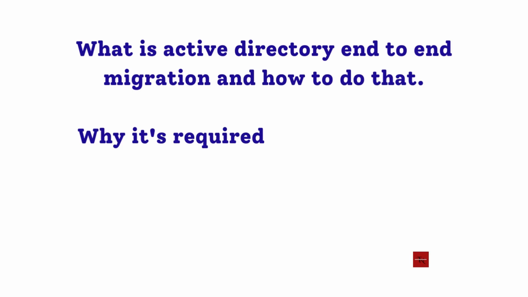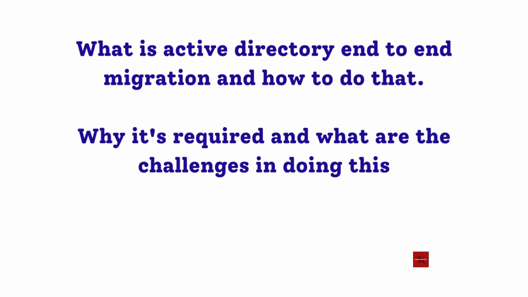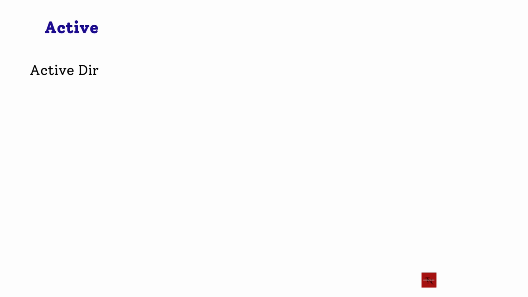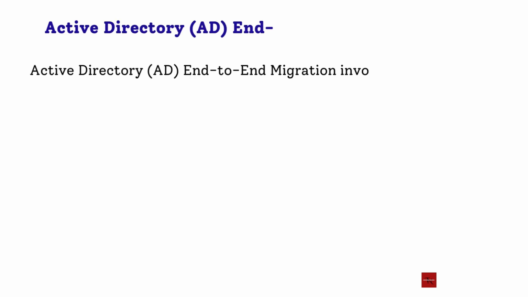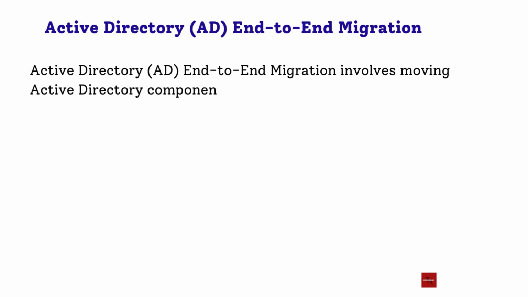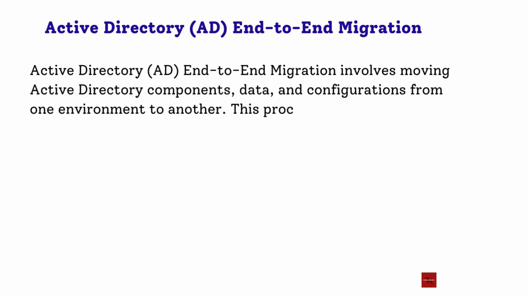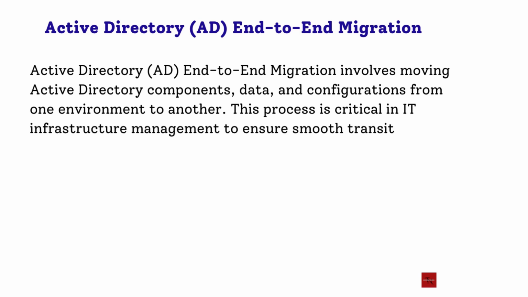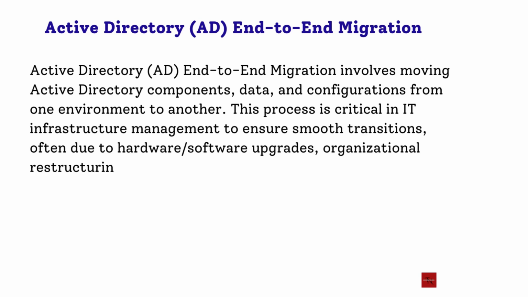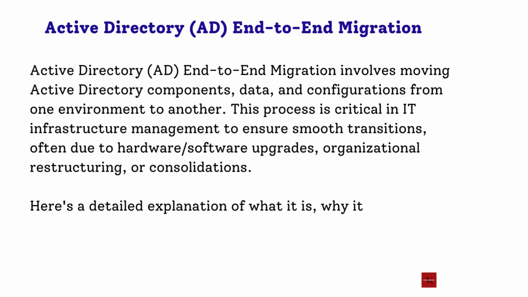What is Active Directory end-to-end migration, how to do it, why is it required, and what are the challenges? Active Directory end-to-end migration involves moving Active Directory components, data, and configuration from one environment to another. This process is critical in IT infrastructure management to ensure a smooth transition, often due to hardware-software upgrades, organizational restructuring, or consolidations.